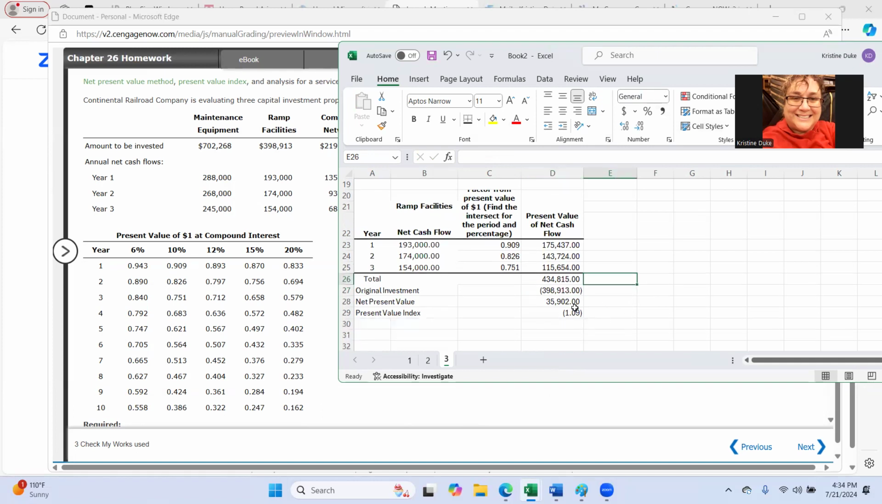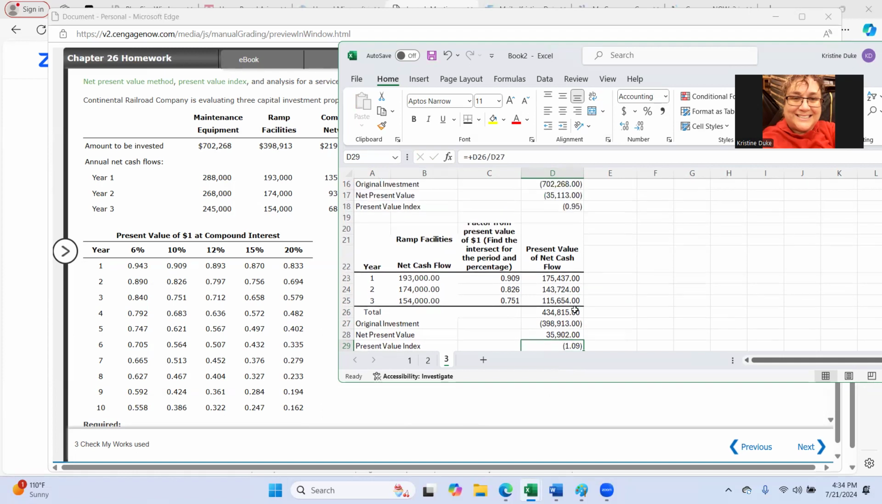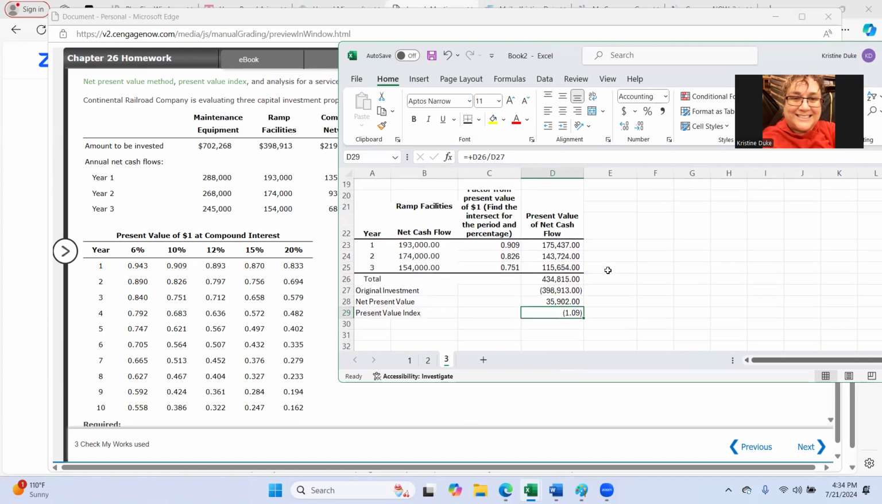Okay. This one says 109. That's fine. I know this is showing up as a negative. That's just because I have this original investment set up as a negative, and that's okay. But this is so much better because anything under 1 means you're not meeting your investment policy. Okay, so let's grab that puppy.